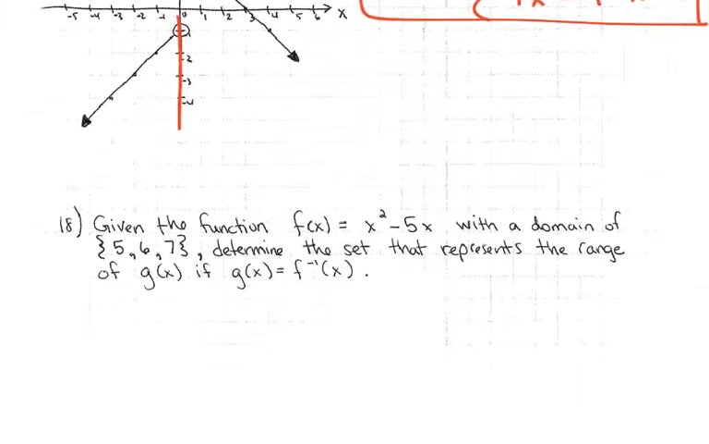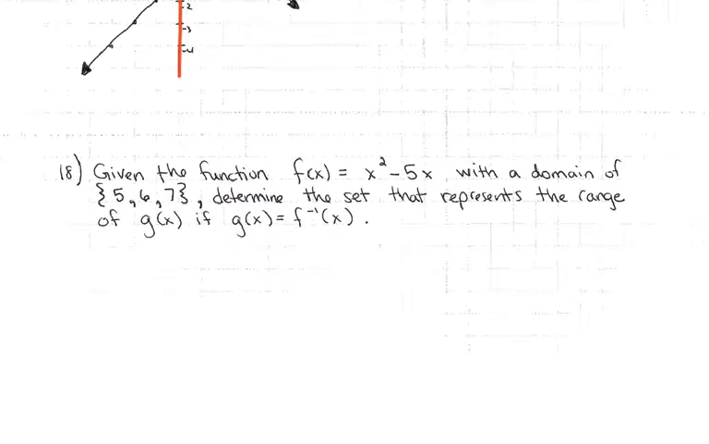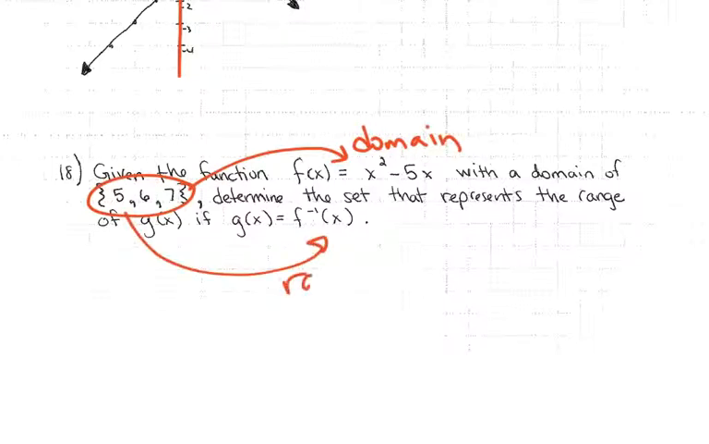Number 18. Given the function f of x is equal to x squared minus 5x with a domain of 5, 6, 7. Determine the set that represents the range of g of x if g of x is the inverse of f of x. So here's the trick. This looks really nasty and it's a super simple problem. If this is the domain of f of x, then it's going to be the range or the output of f inverse of x. So they asked me for the range of the inverse. The range of the inverse has to be 5, 6, 7.